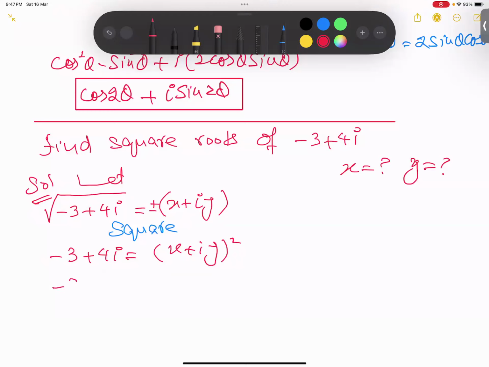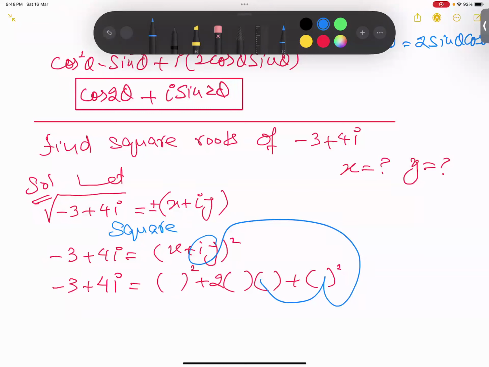Now, what is my main target? My main target is x and y. So I'm using the squaring identity: first term square, 2 into first term into second term, plus second term square. This x will come in the first two brackets, and this iota y will come in the next two brackets. This is a squaring identity. There's nothing hard to understand. We've done it in basic lower grades.